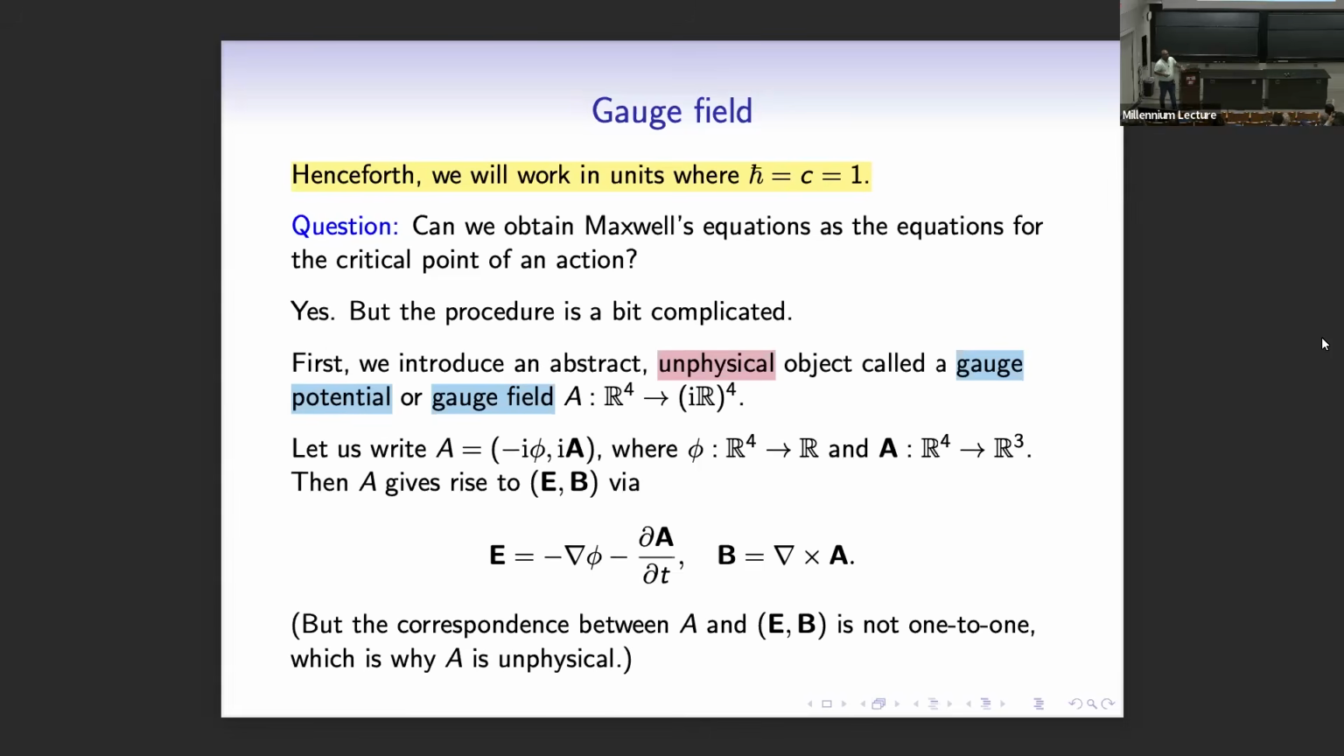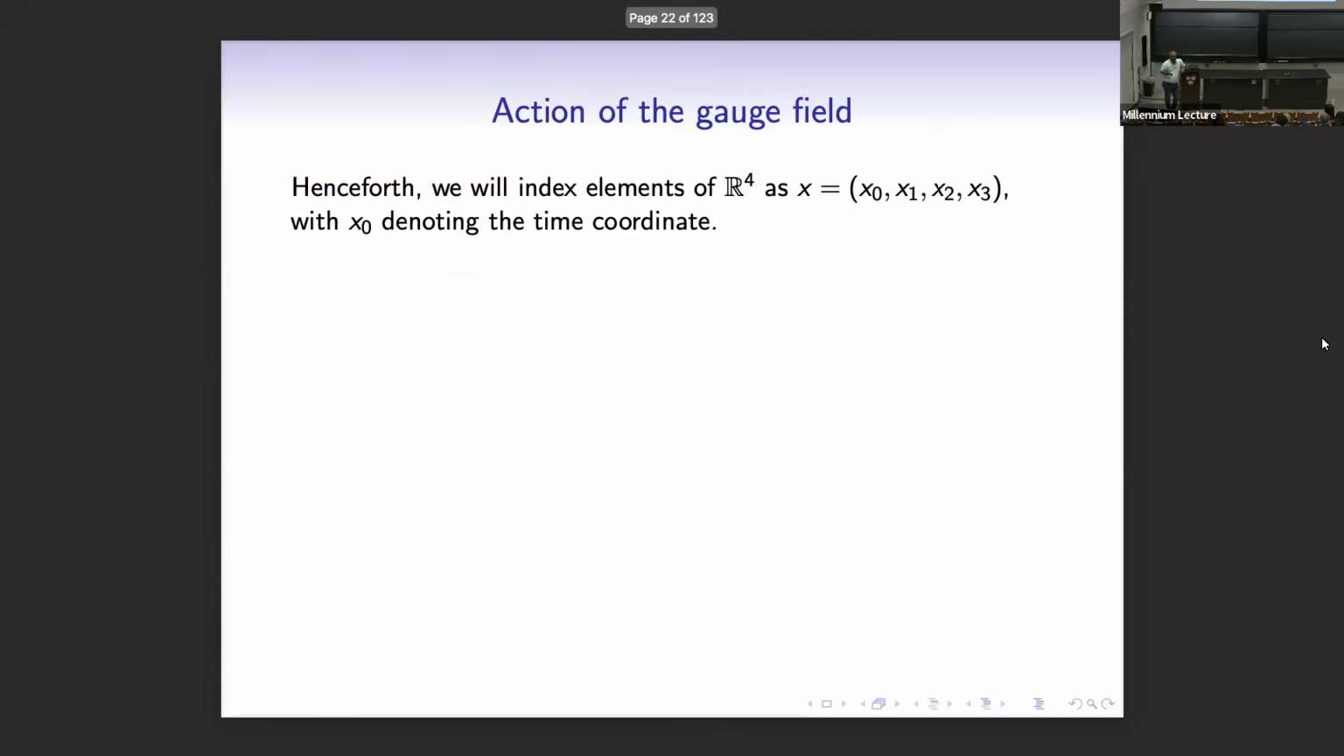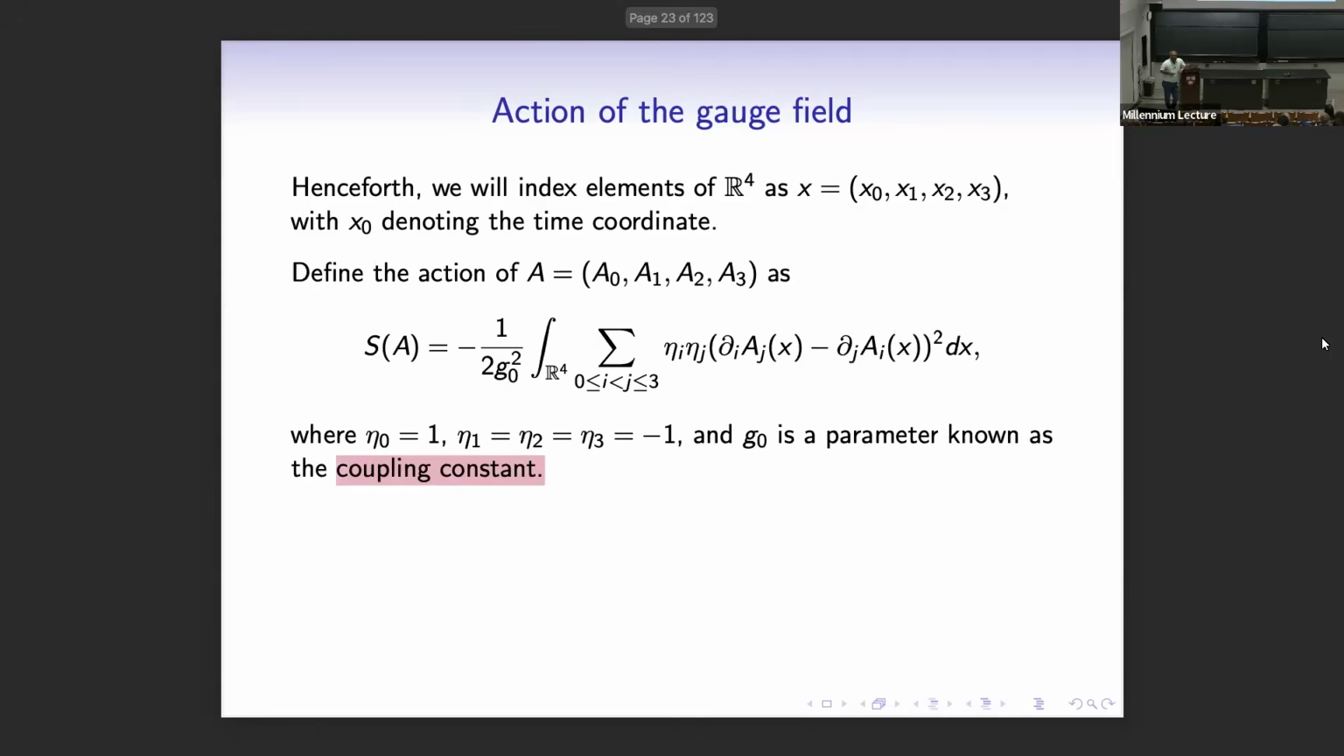Right. So you have this correspondence, and we define the action for the gauge field. Instead of the pair E, B, we define the action of the gauge field. Henceforth, we'll index the element of R^4 as x0, x1, x2, x3, where x0 will denote the time coordinate. And we define the action of the gauge field A, where A0, A1, A2, A3 are the 4 coordinates of A, as this.